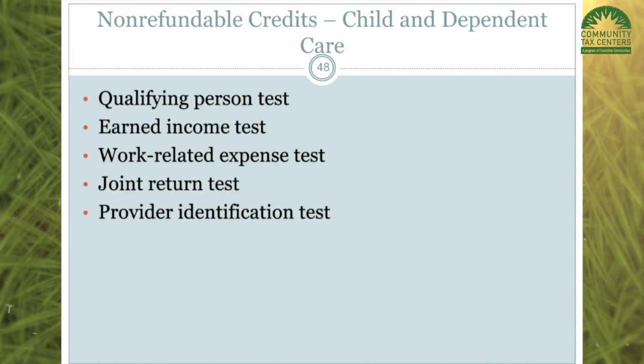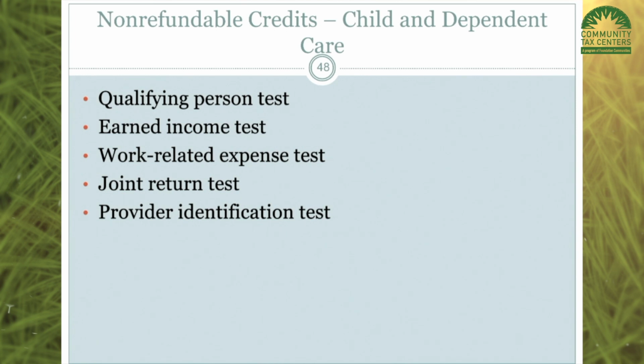So there are the 5 tests. We have the qualifying person test, which we talked about again: a person under the age of 13, or a person unable to take care of themselves, or it could be a spouse that's unable to take care of themselves. That means they're physically or mentally unable to take care of themselves.